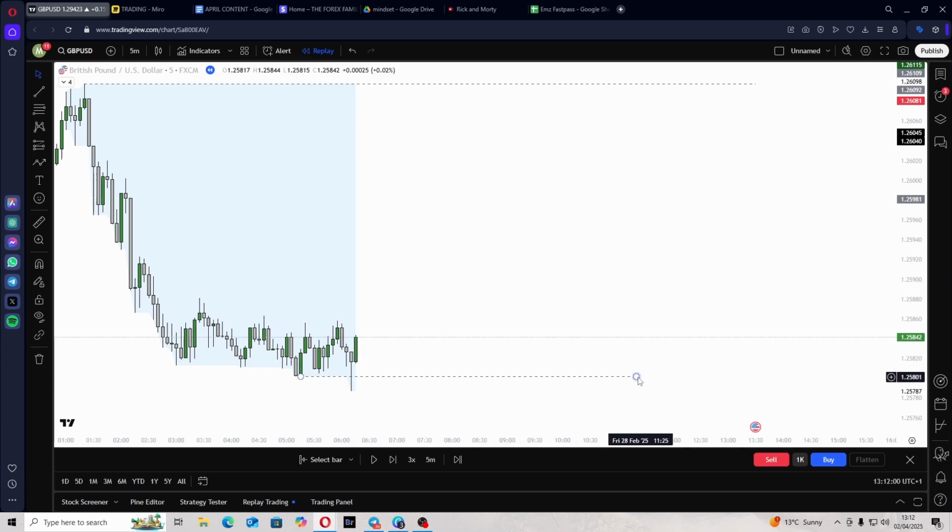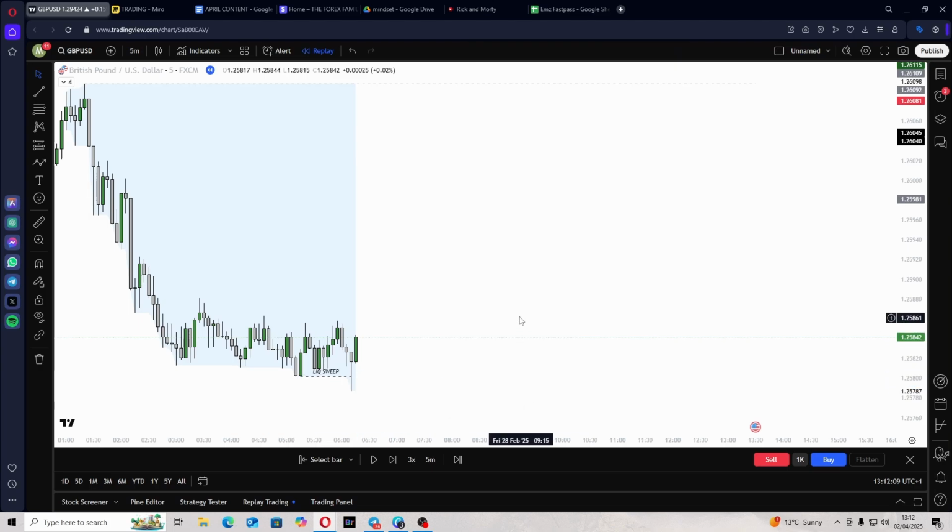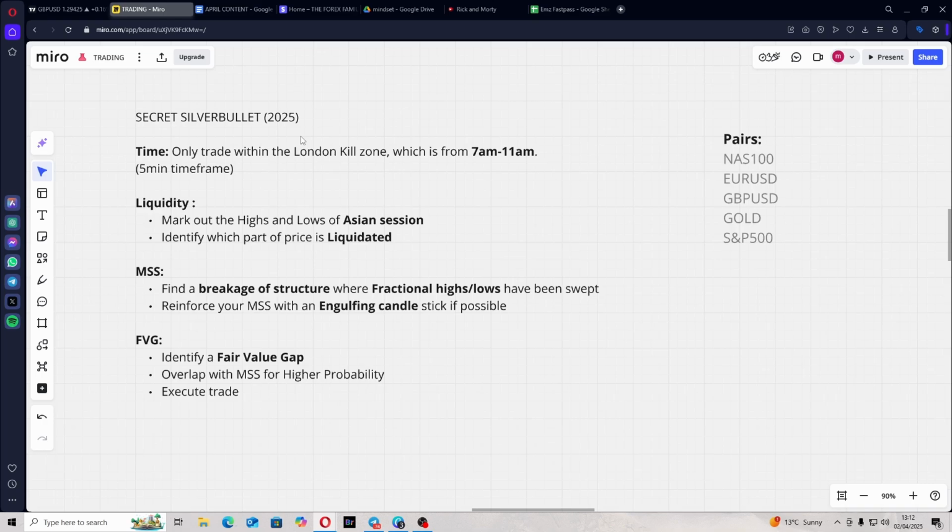So let's say the lows right here, because the lows have just been swept by this action right here. So this is our liquidity sweep. Once we do get this liquidity sweep, all we need to do from here on out is very simple, right? After we get the liquidity sweep, we need to find a break of structure where fractional highs and lows have been completely swept, all right?